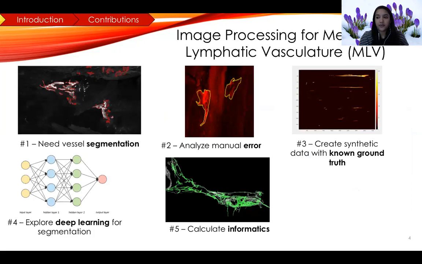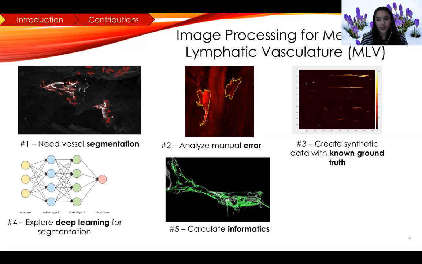As the meningeal lymphatic vasculature, or MLV, and its role were only more recently discovered, there are no current image processing and analysis tools developed for analyzing these images. Thus, there are many open areas for investigation. But first and foremost, we need a method for segmenting these vessels, or isolating them from their cluttered background. We then want to analyze the error that occurs in manual segmentation, as this is the state-of-the-art method for segmentation.